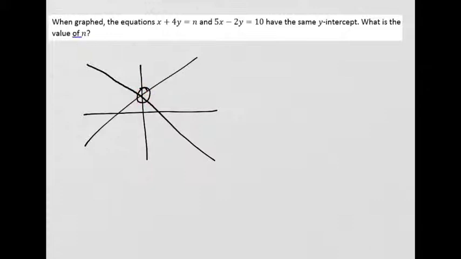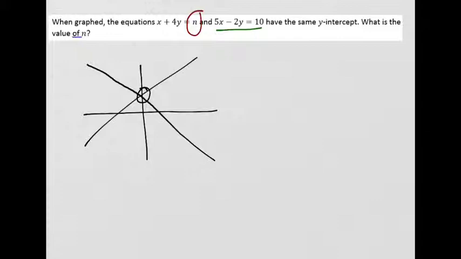Here's how we're going to find this value of n. The second equation here does not have n in it. So if we turn that into slope-intercept form, we would know the slope and the y-intercept of that line, for sure. Okay. So that's where we're going to start. We're going to take the second equation, and we're going to turn it into slope-intercept form.